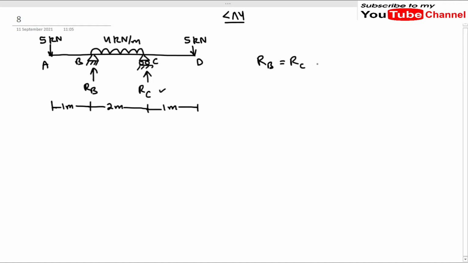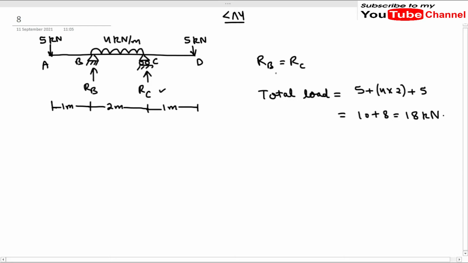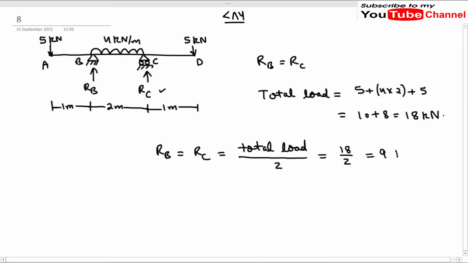And what is the total load? The total load on the beam is 5 for the point load, plus 4 into 2 due to the UDL, plus the other 5. So it is 10 plus 8, which is 18 kilonewton. As I have said, RB is equal to RC, and it will be equal to the total load divided by 2. The total load is 18, so it will be 18 by 2, which comes out to be 9 kilonewtons.